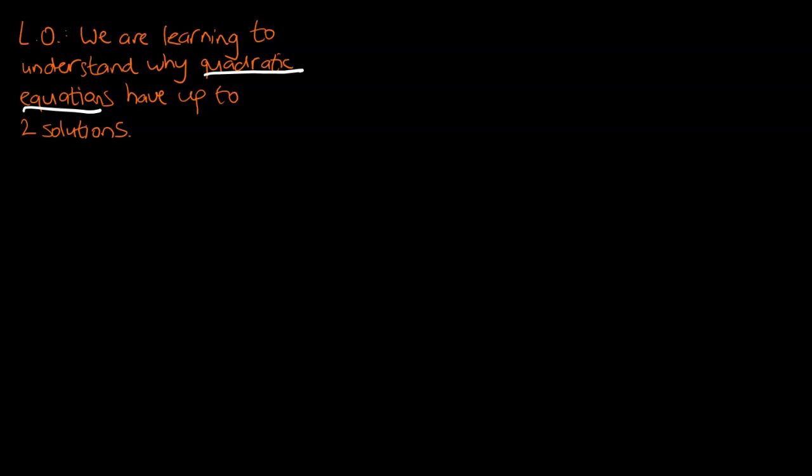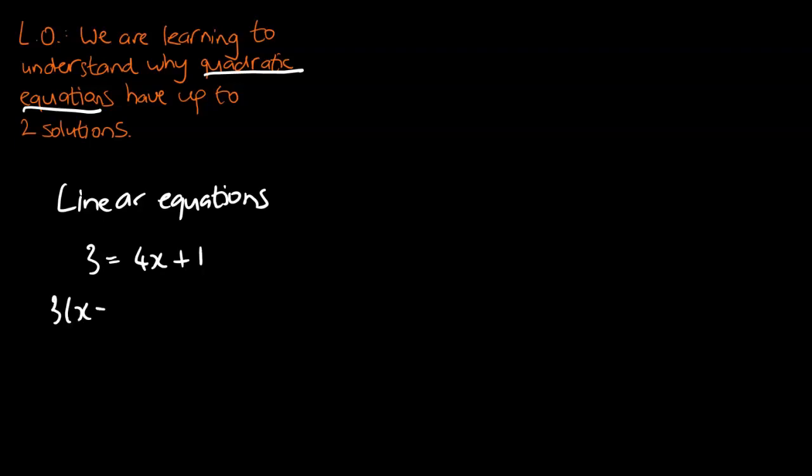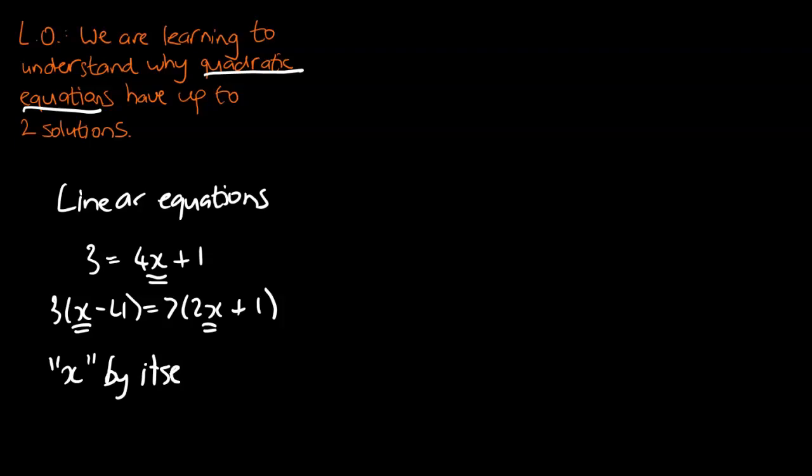And if you think of what we've been looking at before, we focused largely on linear equations up to today's video. Those are equations, for example, where 3 is equal to 4x plus 1, maybe 3x minus 4 is equal to 7, 2x plus 1. And what makes these linear equations is the idea it's just an x by itself. Another way to put it is there's no power to that x.